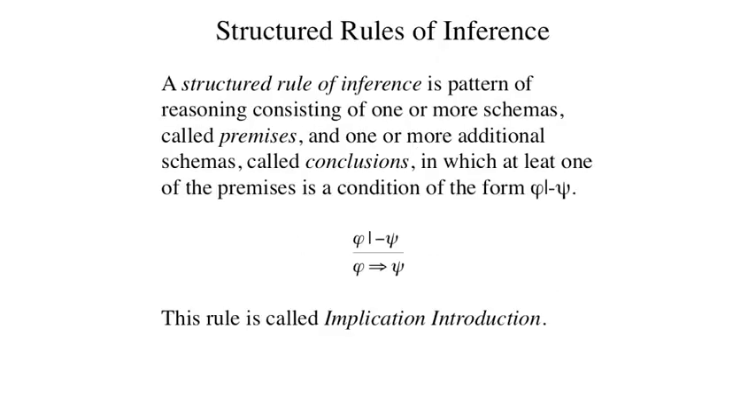This sort of reasoning can be formalized with a new type of rule of inference. Like an ordinary rule of inference, a structured rule of inference is a pattern of reasoning consisting of some premises and 1 or more conclusions. As before, the premises and conclusions can be schemas. However, the premises can also include conditions of the form phi proves psi, as in the example shown here. The rule in this case is called implication introduction because it allows us to introduce new implications.